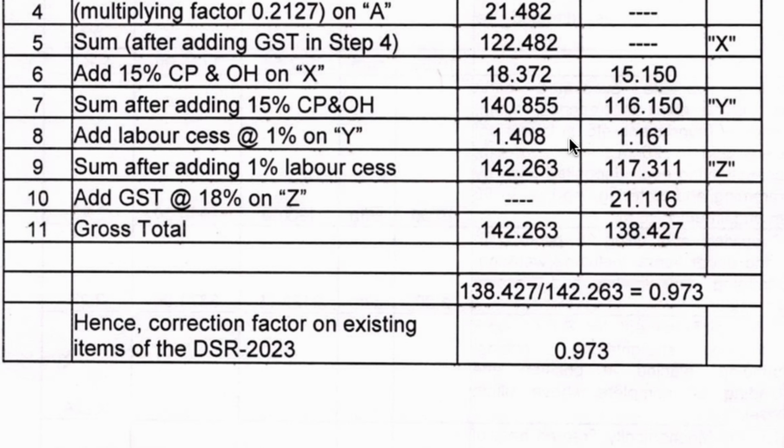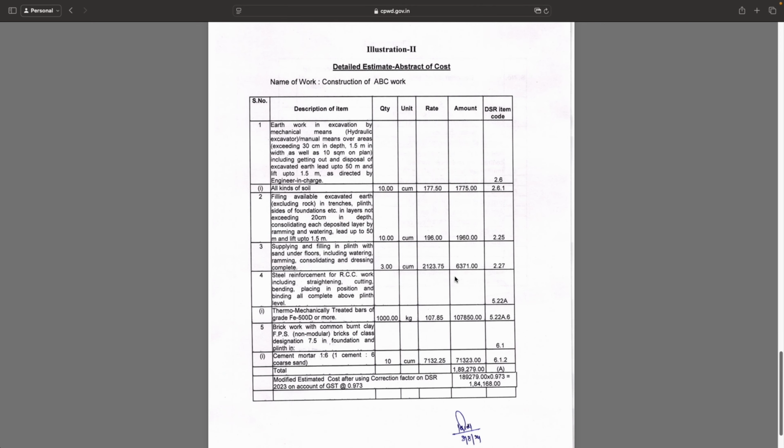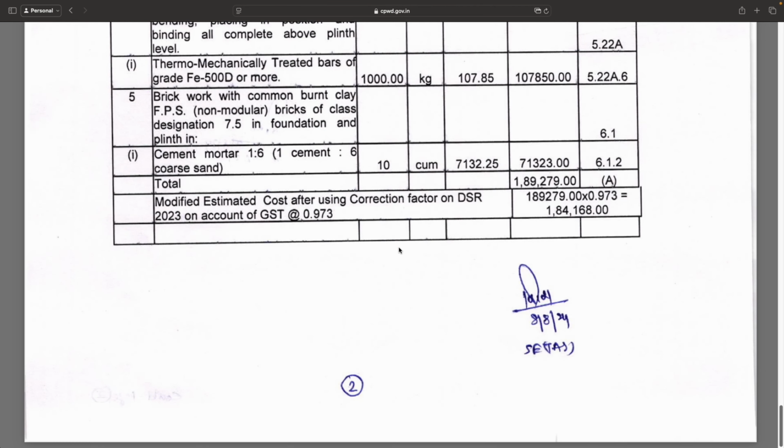If you are a government official or a government engineer preparing an estimate today, you have to multiply whatever rate is in DSR by 0.973. You have to put that and then put it in e-tenders. They are insisting to follow it immediately.